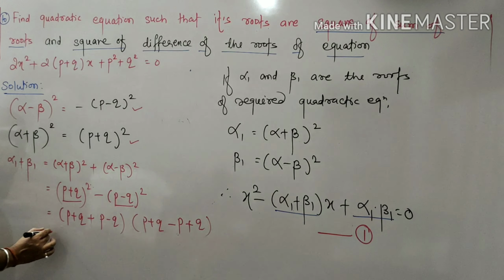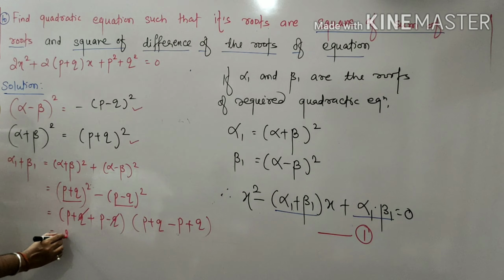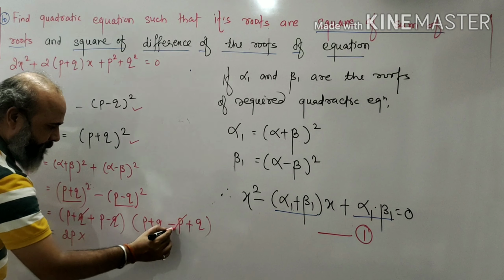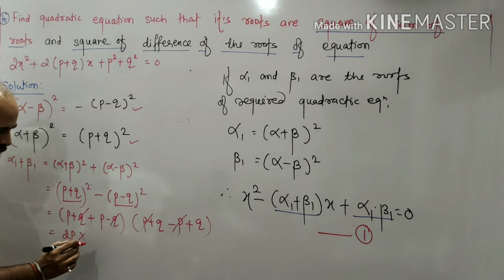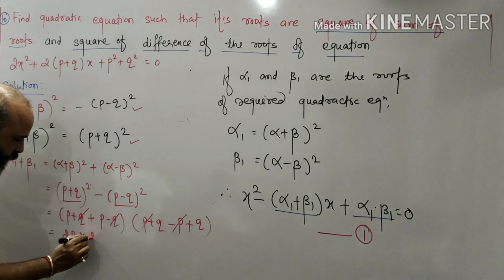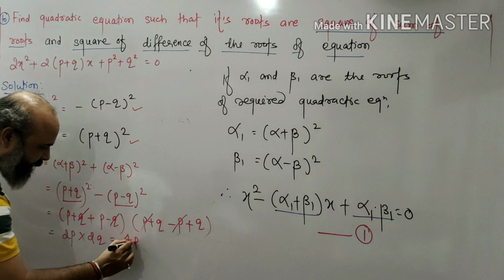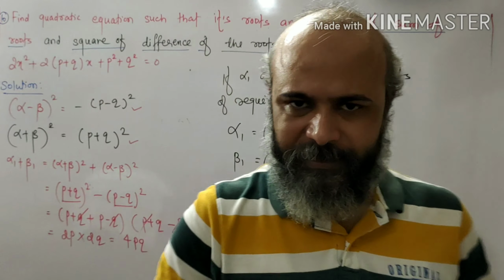Okay. So this will be what, student? Minus Q is cancelled with plus Q. So you will get 2P. P plus P into 2P, into what, student? Here, minus P is cancelled out with plus P. So you will get 1Q plus 1Q, 2Q. So this is 4PQ. This is the value of alpha 1 plus beta 1.